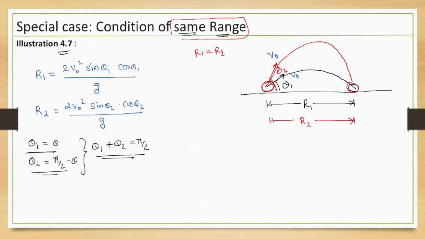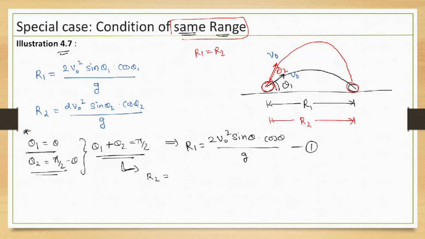Pi by 2 means what? 90. That is a special case, you must be noting. And put this value into r1. So what is r1? r1 is equal to 2 v naught square sin theta cos theta upon g, equation number 1. Put the same value into r2.